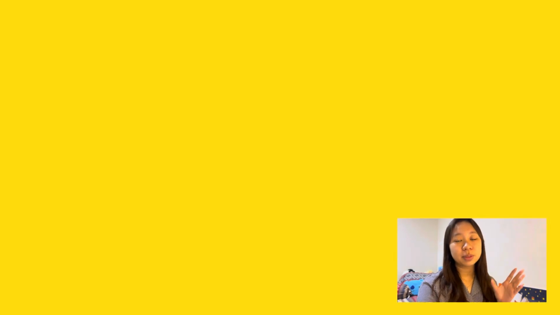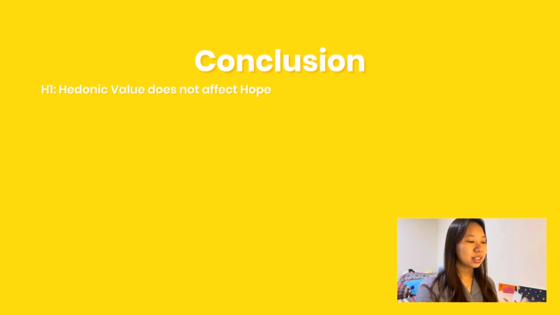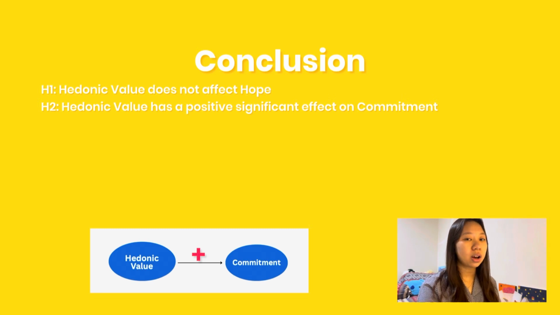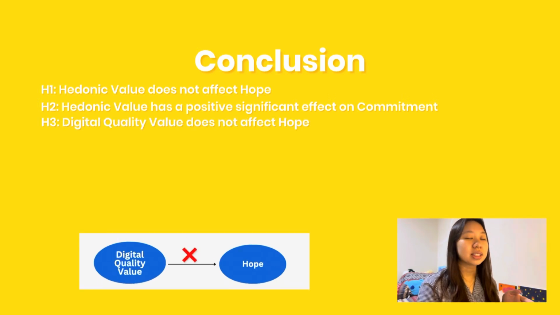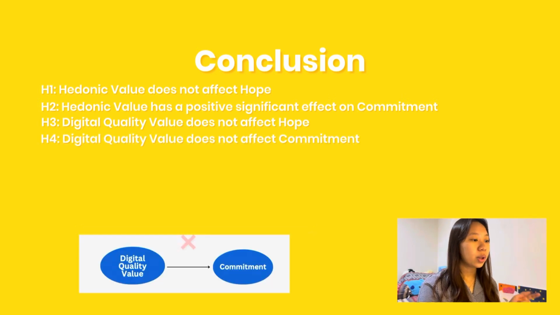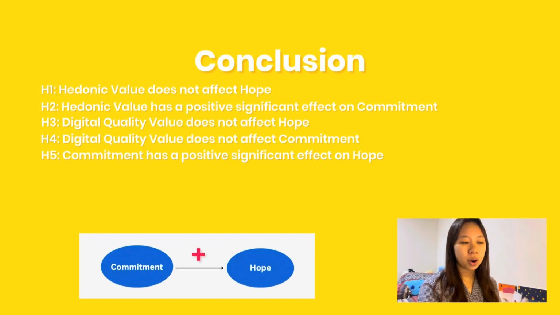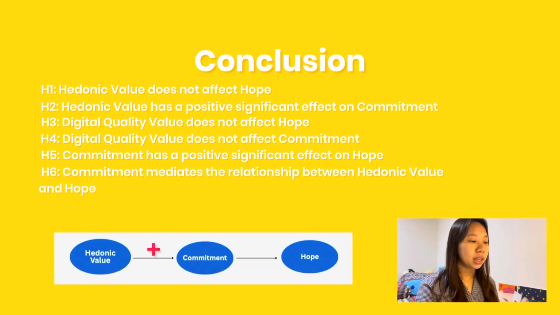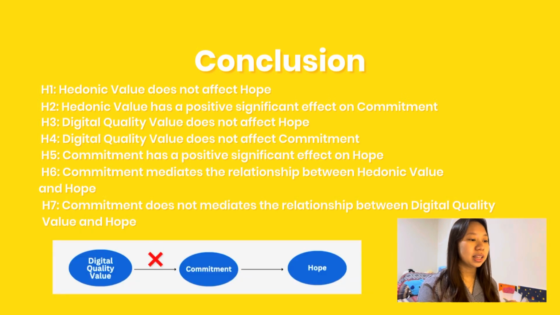So to sum up all of the explanation above, here are the conclusions. Hedonic value does not affect hope. Hedonic value has a positive significant effect on commitment, and then digital quality value does not affect hope. Digital quality value does not affect commitment, and then commitment has a positive effect on hope. And then commitment mediates the relationship between hedonic value and hope. So basically there is a mediation over there. And lastly, commitment does not mediate the relationship between digital quality value and hope. So there is still no mediation over here because digital quality value does not affect commitment.